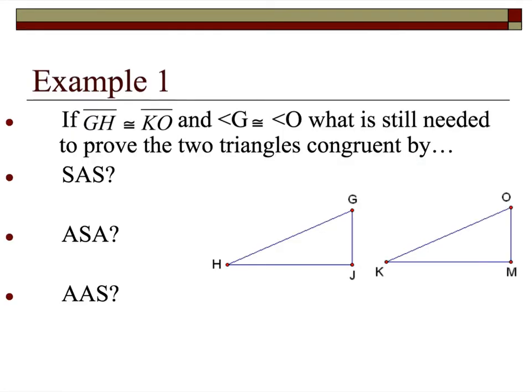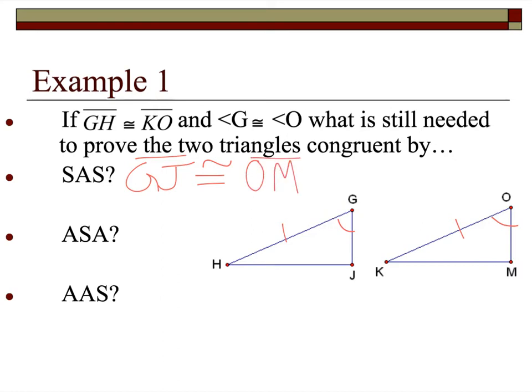So not a proof yet. We'll do a proof here shortly. I know you're chomping at the bit here, but it says if GH and KO are congruent, and angle G is congruent to angle O, what is still needed to prove that the two triangles are congruent by side, angle, side? Well, if I want side, angle, side, what two segments would need to be congruent? That would be GJ is congruent to OM.